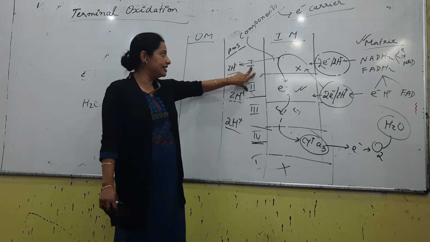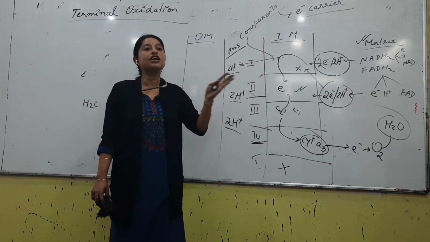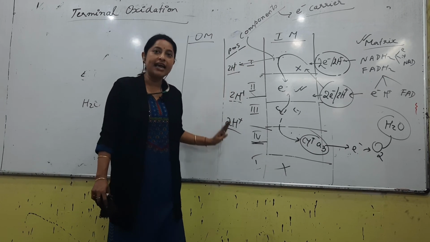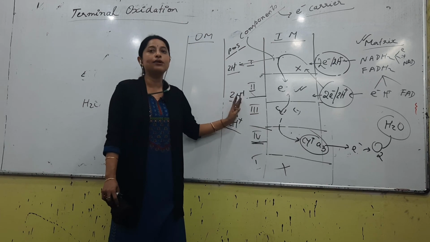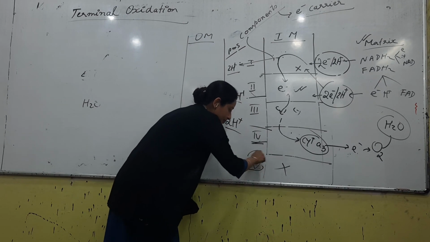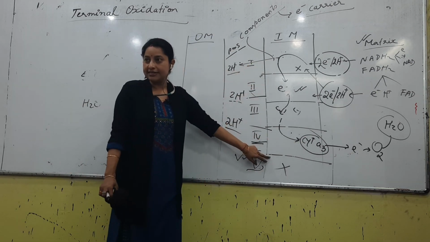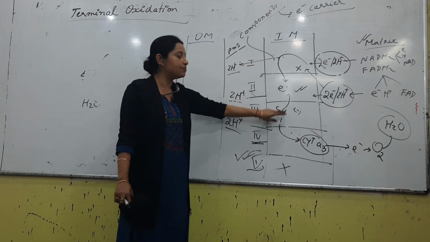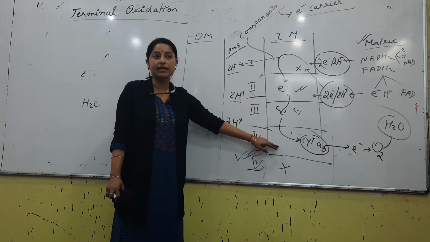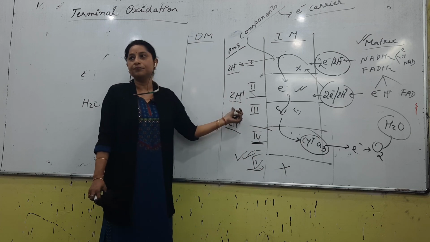Proton gradient leads to what? Proton motive force. And when there is a force, they will push out. So these protons will again be pushed out. These protons will enter the fifth complex. As I said, it has 5 complexes. Out of the 5 complexes, 4 complexes are associated with the movement of electrons, and the 5th complex is associated with the movement of protons.